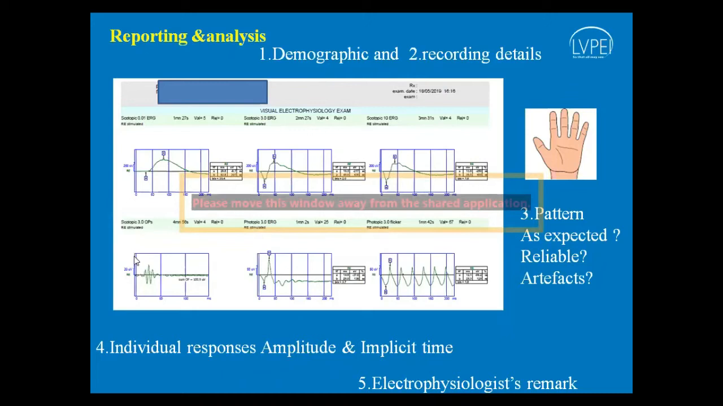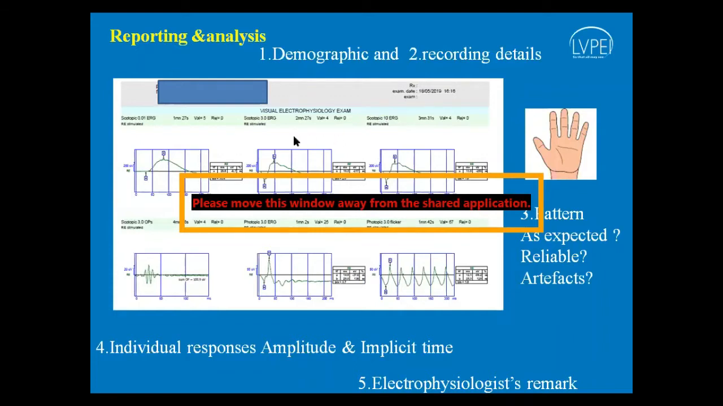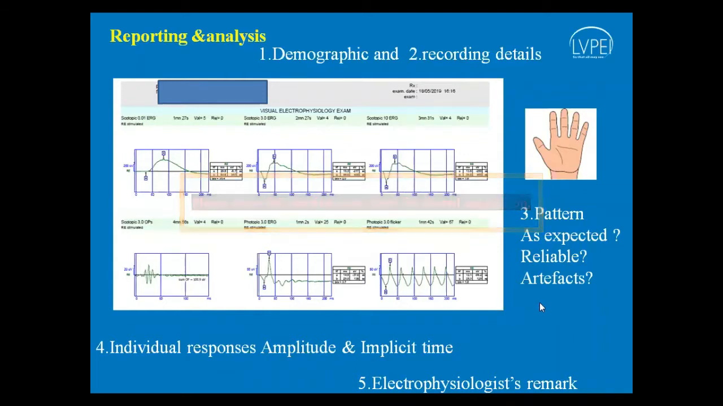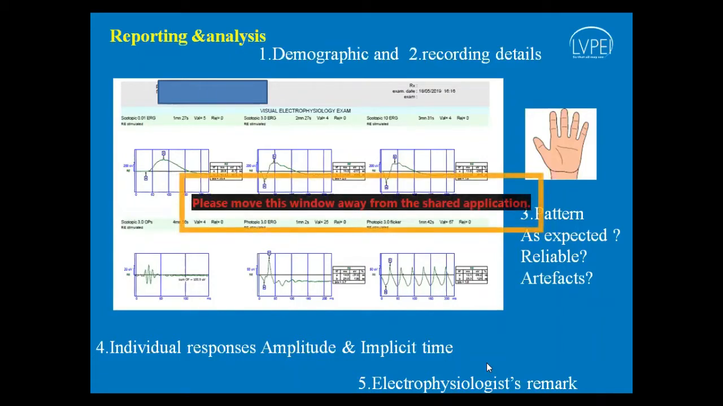While looking at a report, one should see what is the age of the patient, what is the pupillary dilatation, and the other details like which machine the test has been done on, what is the type of electrodes, and what is the impedance level, whether the cooperation is good or not, whether the tests are reliable, and whether there is any artifact. Finally, individual responses, amplitude and implicit time, then the electrophysiologist's remark in electrophysiology language. Then these need to be correlated with the clinical findings.